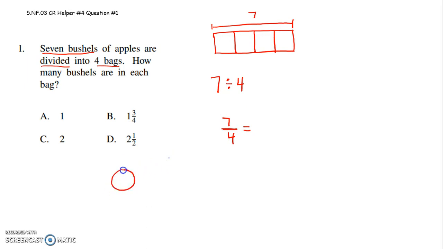Well, let's take a look at fourths. In one whole, there's 1, 2, 3, 4 fourths. We have 7/4. So if I look here and I break this up, we have 1, 2, 3, 4, 5, 6, 7/4. So 7/4 is the same as 1 whole and 3/4 of another. All right, so it looks like it's 1 3/4 bushels in each bag.